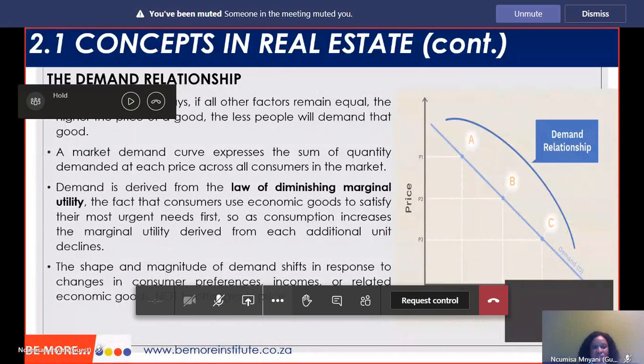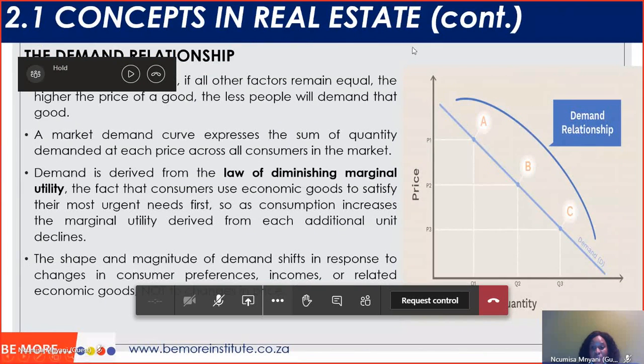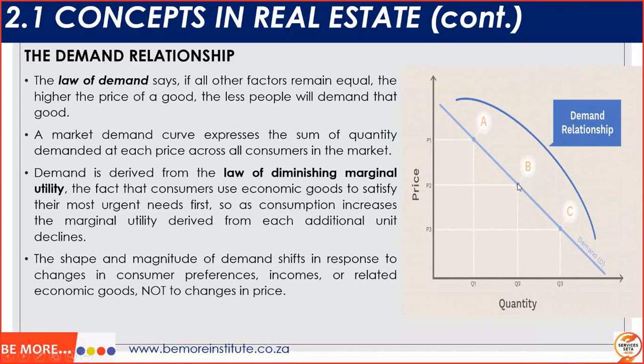The law of demand says if all other factors remain equal, the higher the price of a good, the less people will demand that good. A market demand curve expresses the sum of quantity demanded at each price by all consumers in the market. As you can see on our right-hand side, at price A, due to affordability, a lot of people will have a demand for this particular product. But as the price of the product increases, the demand continues to decline, as you can see up to level C.